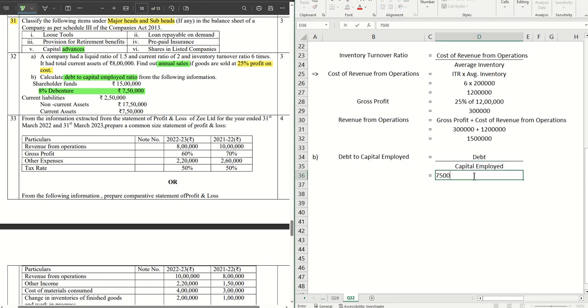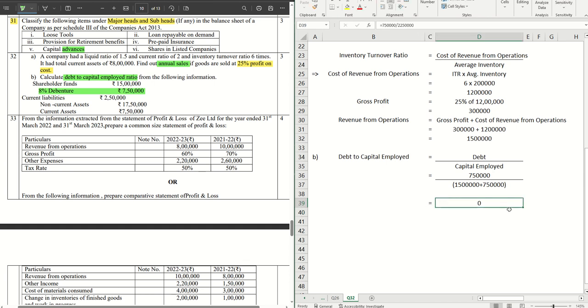Let's write it down. Capital employed is the total capital that we have, which is the own fund as well as the borrowed fund. So capital employed will be 15 lakhs plus the 7,50,000. Don't get confused. It is important to remember that capital employed includes your equity and borrowed fund both. So that becomes 7,50,000 by 22,50,000, that is, 7,50,000 by 22 lakh 50,000.